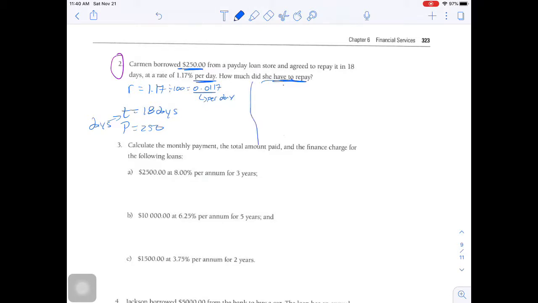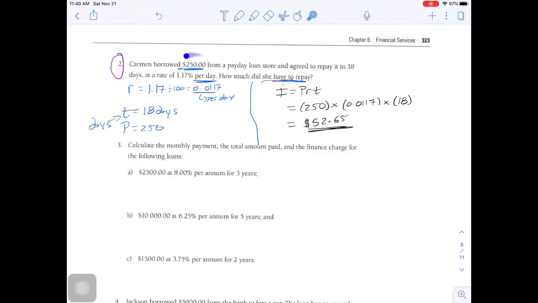So let's figure out I equals P times R times T. Our principal amount is $250 times our daily rate, which is 0.0117, times the number of days passed, so 18. And that should be simple enough where you just plug that in your calculator and you should get $52.65. Okay?